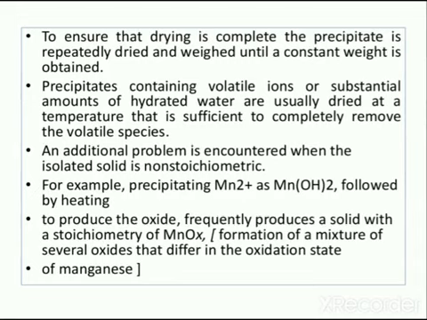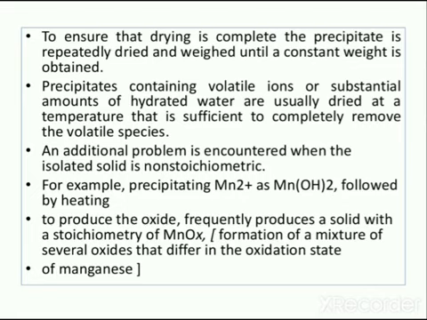And we should ensure that drying is complete. The precipitate is repeatedly dried and weighed until a constant weight is achieved. We should check whether the drying of the precipitate is completed or not. Precipitates containing volatile ions or substantial amounts of hydrated water are usually dried at a temperature sufficient to completely remove the volatile species.